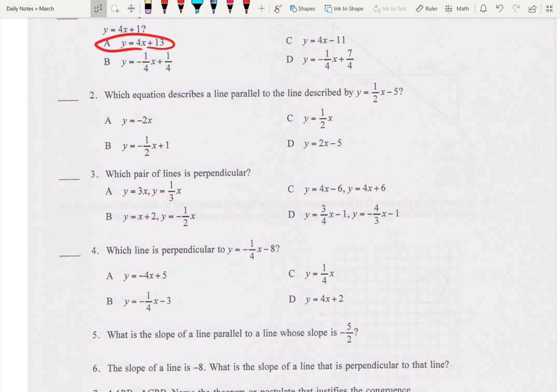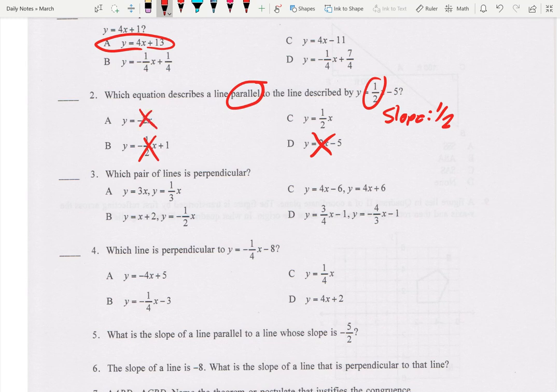So, which equation describes a line parallel to the line described by y equals 1/2 x minus 5? So again, parallel to this line means that our slope will also be 1/2. So if our slope is also 1/2, then it can't be D, it can't be B, and it can't be A. The only line that has slope of 1/2 is C. So just based on that alone, it's got to be C.